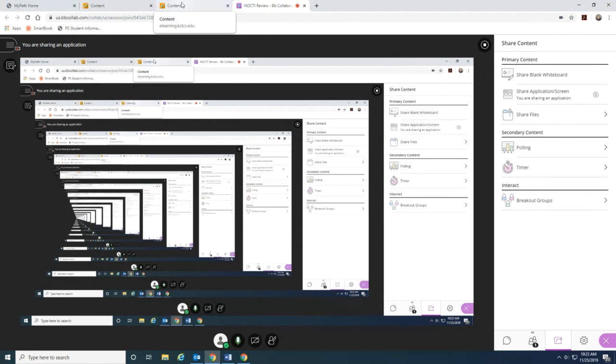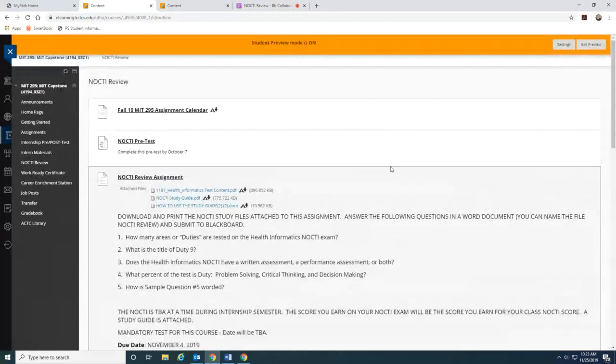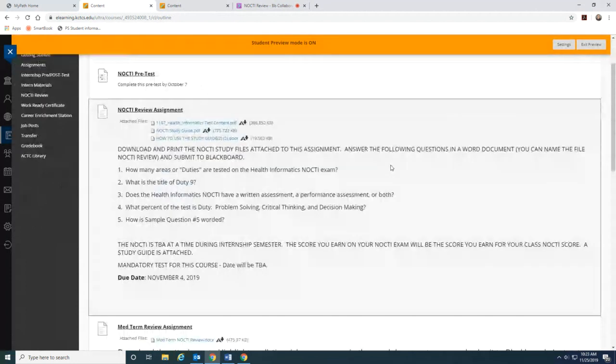So just a few things to help you do the best that you can, or some things to know about. And we are starting in the MIT 295 Blackboard. There is a link that says NOCTI review over here to the left, and I added a few things in that today. So there's a lot of things that you've already done.